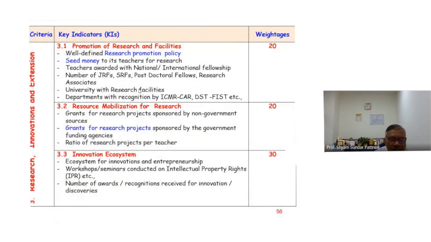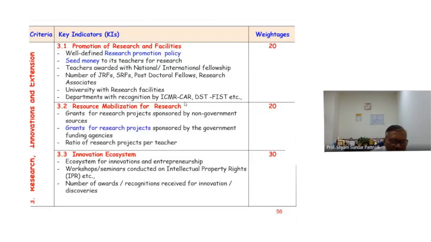Then the research component. You see whether you have a research promotion policy or not, whether we provide seed money, whether we have a support system for JRF, SRF, postdoc research, and what type of incubation approach you have taken, how many research facilities you have created, and whether your department is recognized by research bodies like ICMR, DST, FIST. So a good university must try to get FIST projects and get involved in DSIR certification, DST certification, so that you are a recognized research center for them.